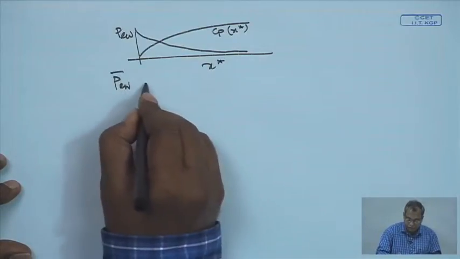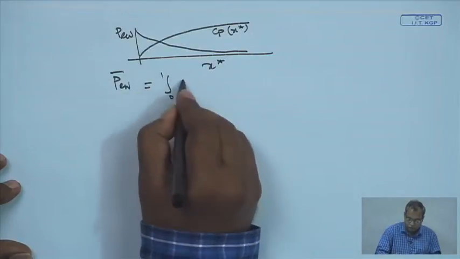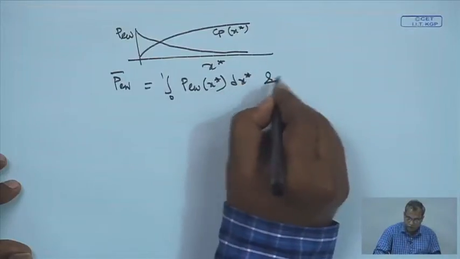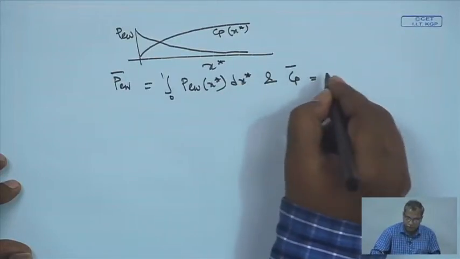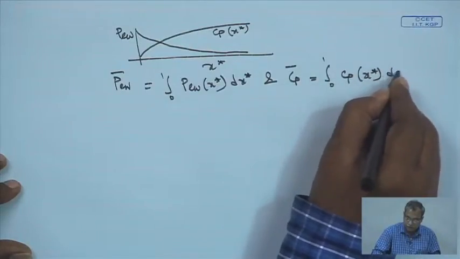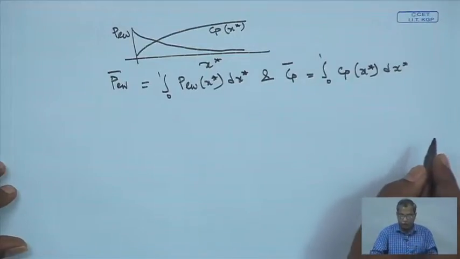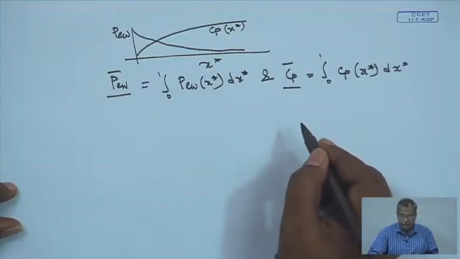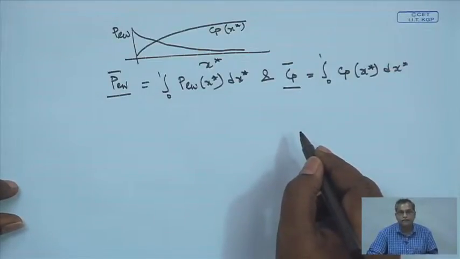So, length average permeate flux will be nothing but integral 0 to 1 Pw of x star d x star, and length average permeate concentration Cp will be integral 0 to 1 Cp of x star d x star. So, therefore, one will be getting the length average permeate flux and permeate concentration and can get the system performance as a function of operating conditions. So, this way the osmotic pressure control model can be utilized in a completely predictive way.